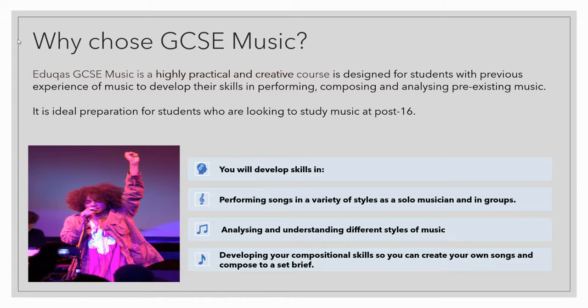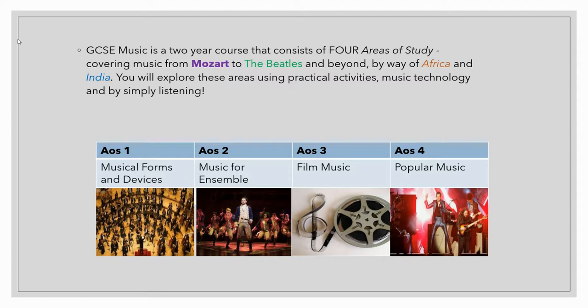You will develop skills in performing songs in a variety of styles as a solo musician and in groups, analysing and understanding different styles of music, and developing your compositional skills so you can create your own songs and compose to a set brief. So GCSE Music is a 2-year course that consists of 4 areas of study.